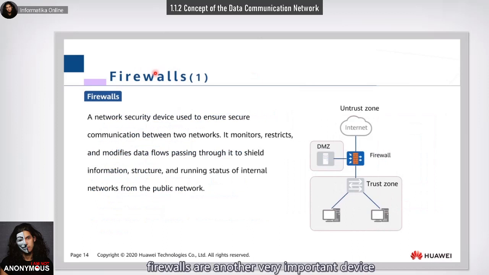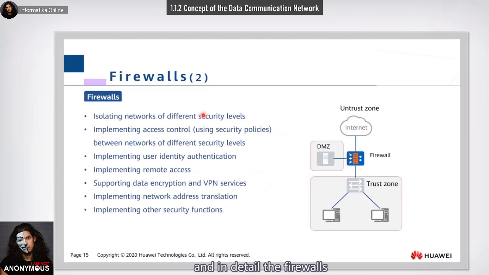Firewalls are another very important device. Actually, firewalls are network security devices, and typically network security devices are used to protect some trusted zone from the untrusted zone. For example, protect our campus network from the public internet. In detail, the firewalls can provide a lot of different functions. For example, they can provide access control between networks of different security levels. Some levels can access, but some other security levels cannot access.